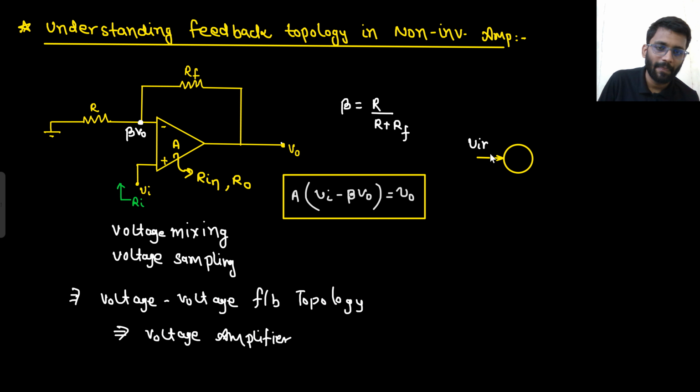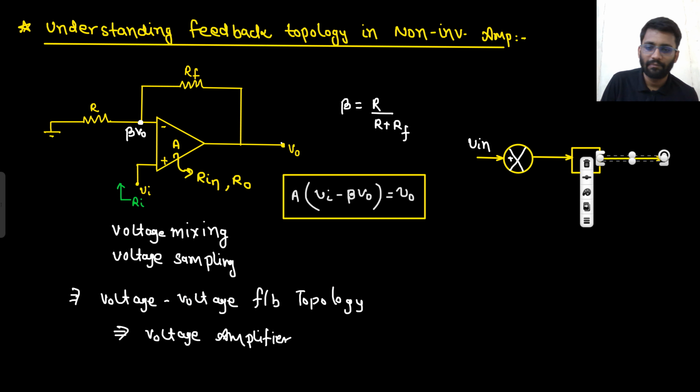You had a V in, and you had a gain of A. This was the voltage gain, voltage gain of A. Then you received some output, and from the output, you fed back some part to the input. Look, this was your output.